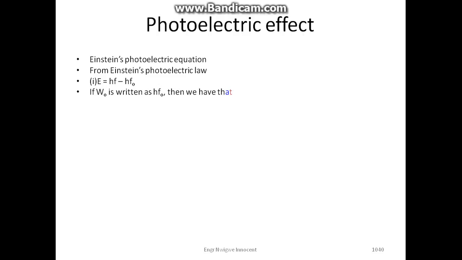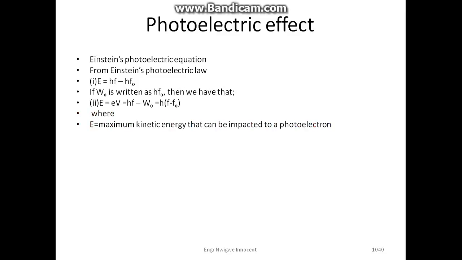Photoelectric effect. Einstein's photoelectric equation. From Einstein's photoelectric law, E is equal to hf minus hf0. If W0 is written as hf0, then we have that E is equal to eV, which is equal to hf minus W0, which is equal to h in bracket f minus f0, where E is equal to the maximum kinetic energy that can be imparted to the photoelectrons.